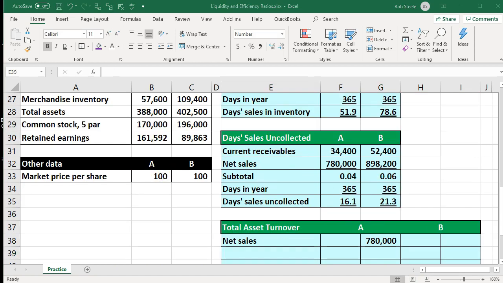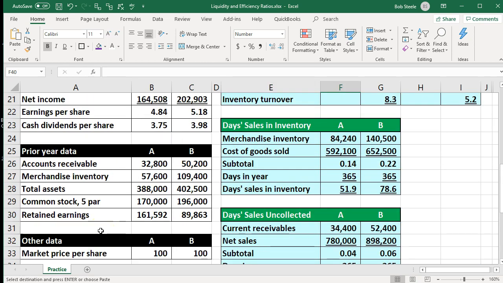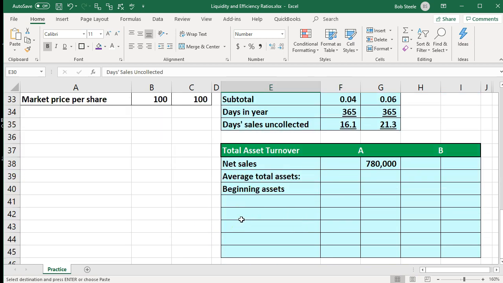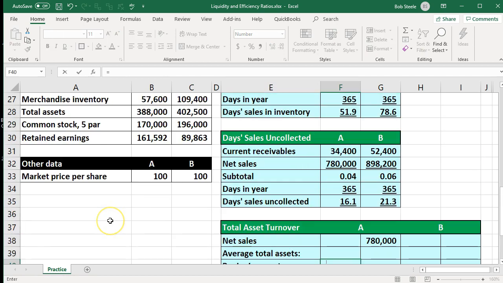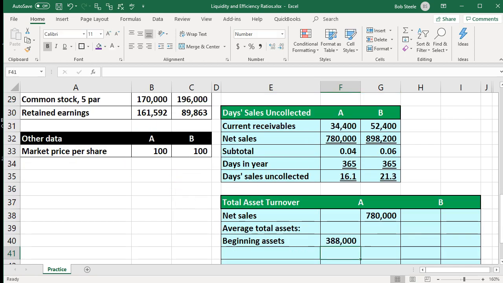Then we want the average total assets. So we got the average total assets, which will have the beginning assets. So we're going to start with the beginning assets here. Now, where do the beginning assets happen? They're not going to be on the current balance sheet. They're going to be in the prior year's ending balance, right? Because the balance sheet of the last year is as of the end of the last year. And that's what we want for the beginning of this year. So we're going to be picking up equal to the prior year total assets, which is the 388. So the 388.